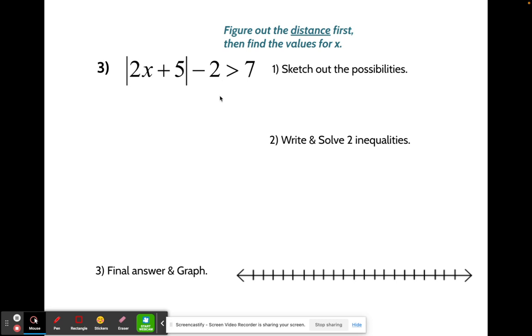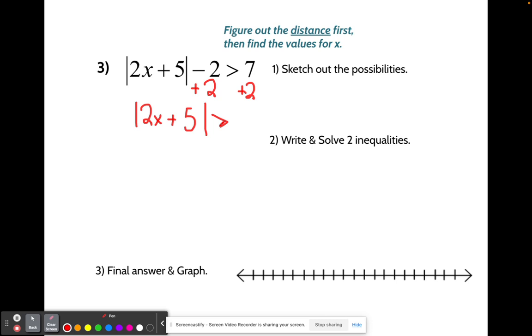Okay, I have a greater than, so I'm going to have an "or." But one thing I want to point out is I have other numbers over here along with the absolute value. We want to get that absolute value isolated first. So let's add 2 to both sides. So now we know the absolute value of 2x plus 5 is greater than 9.